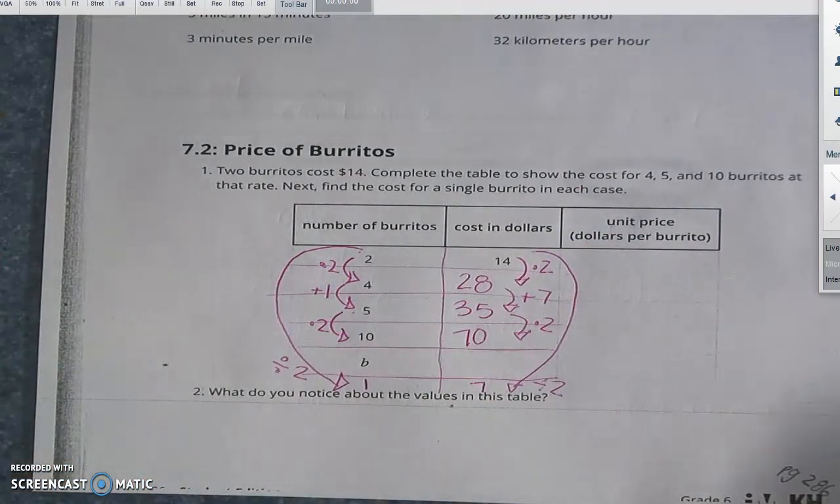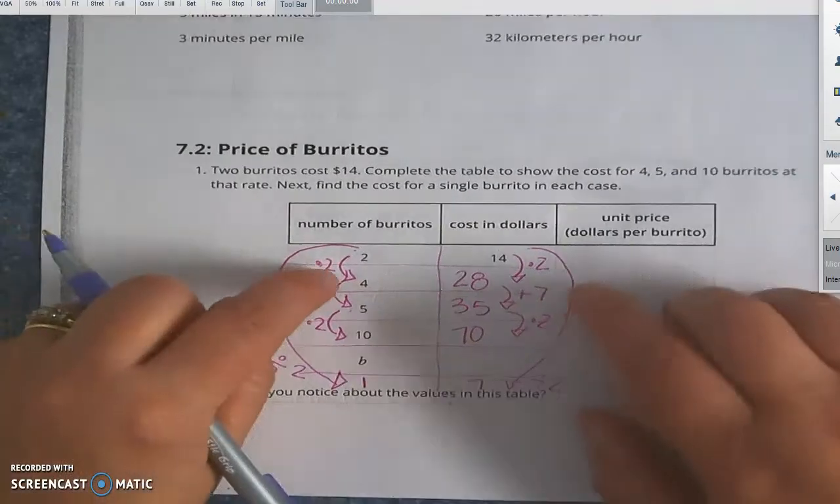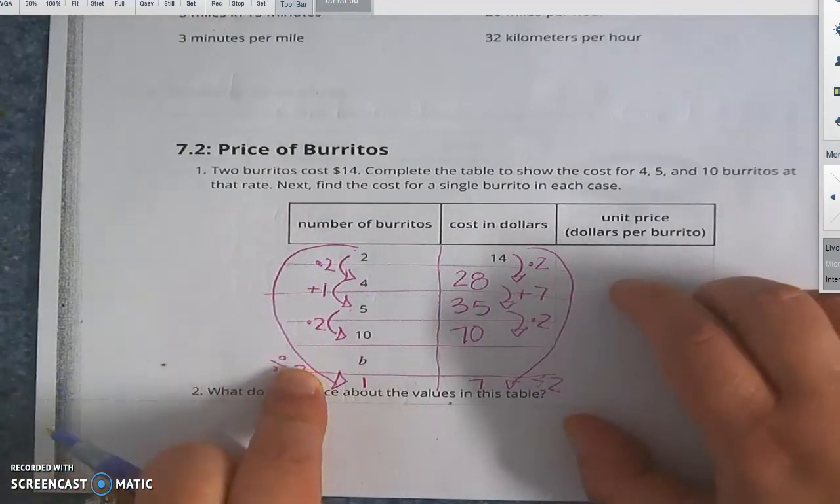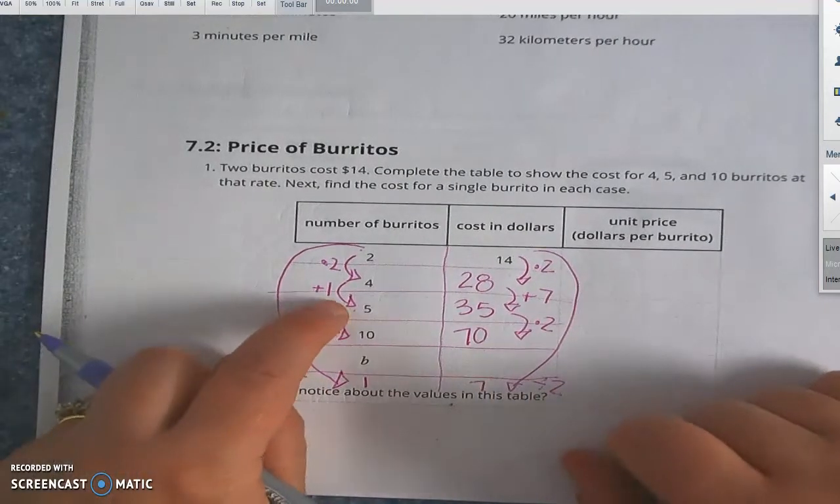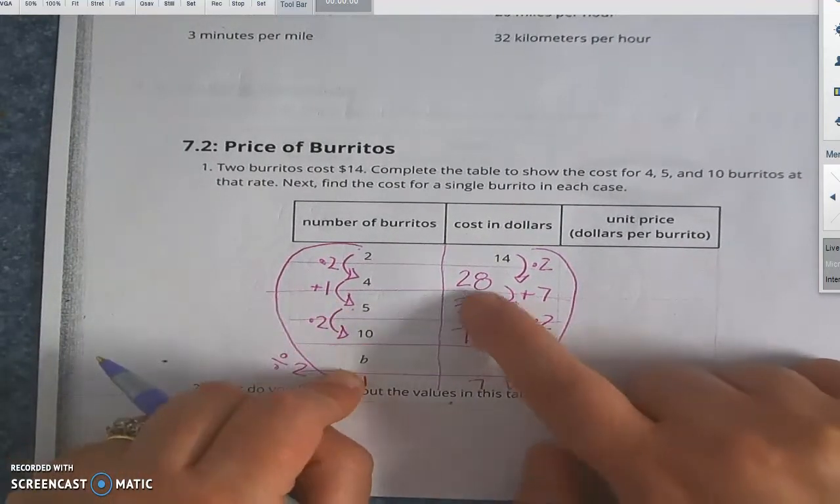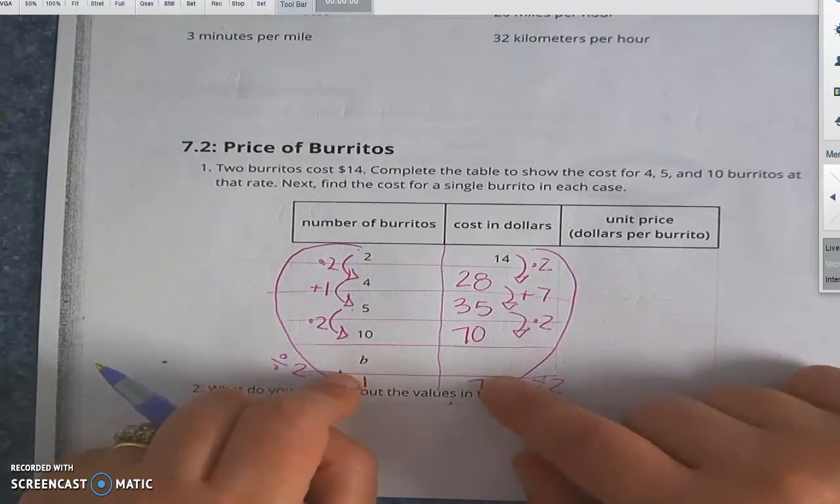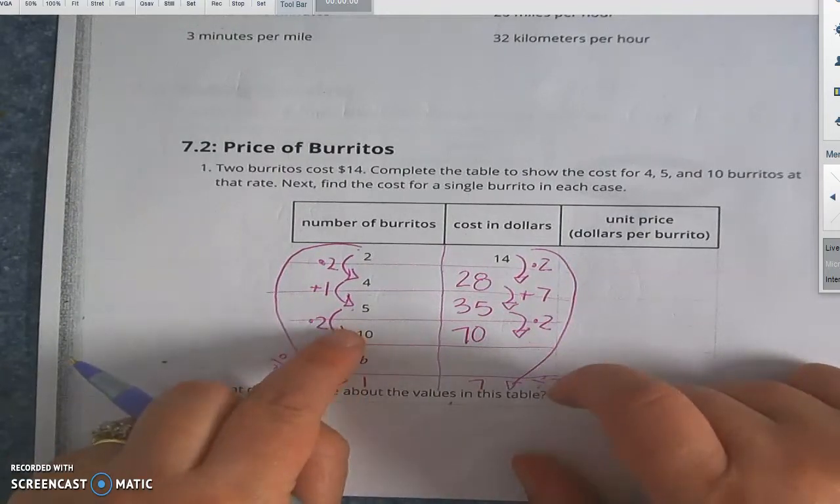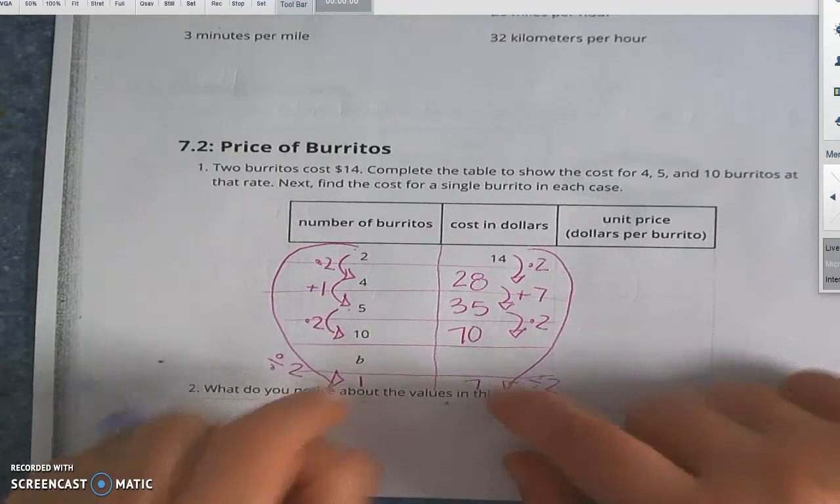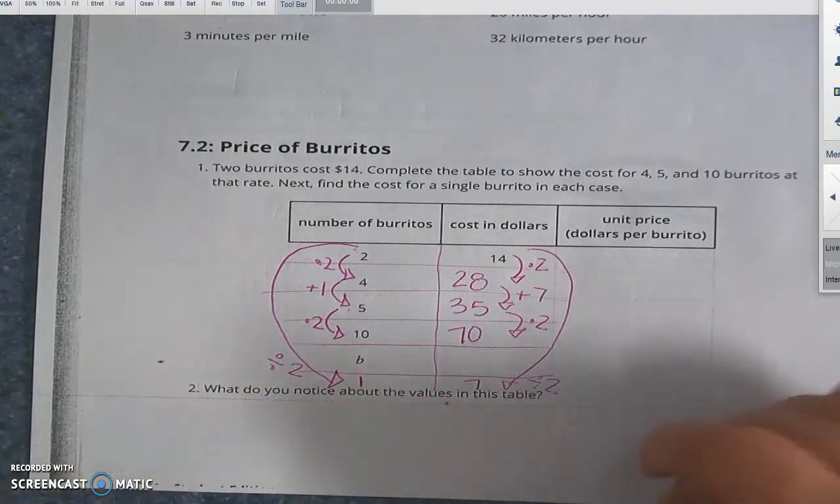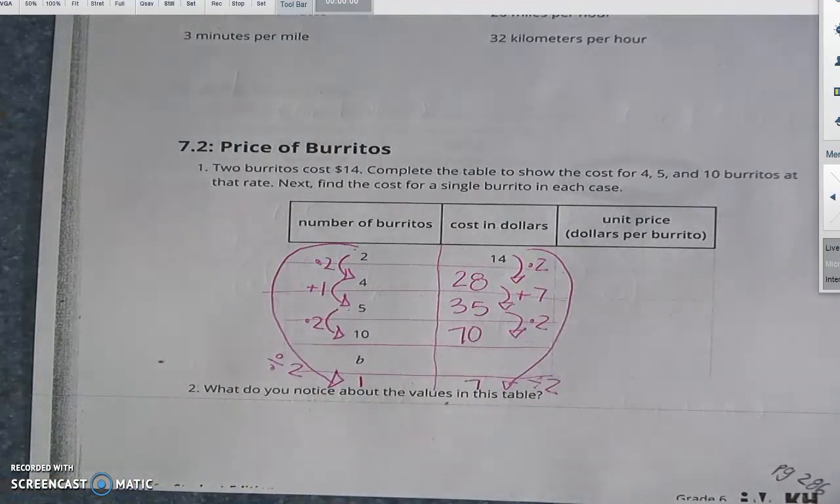Now let's say I want to go from 4. So I go divided by 4 is going to give me 1, divided by 4 is still going to give me $7. If I go from 5, divided by 5 is still going to give me 1 burrito and $7. If I go from 10, divided by 10, still going to give me 1 burrito for $7. So the unit rate, the dollars per burrito, is going to be $7 every time.